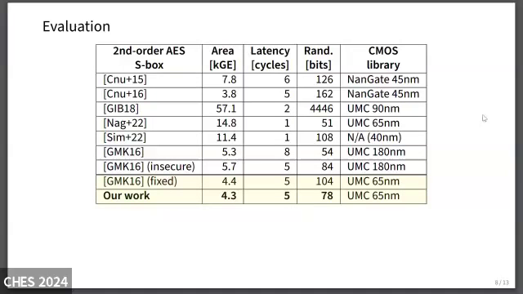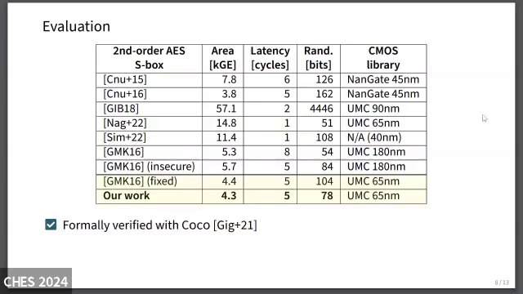We also did an evaluation of our SBox and compared it to other works in terms of area, latency, and randomness. For instance, we compared it to the original DOM design, but also to several low latency designs. I think the one in the middle row might be interesting because it uses less randomness than our design, has only 1 cycle latency, and is also comparable in terms of area because the same CMOS library was used, but the area is much higher than that of our work.